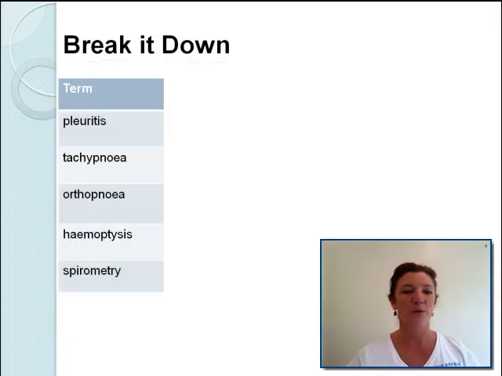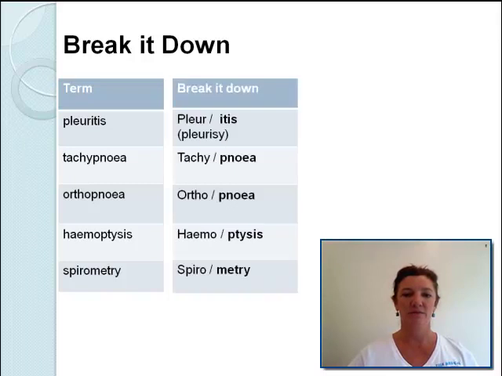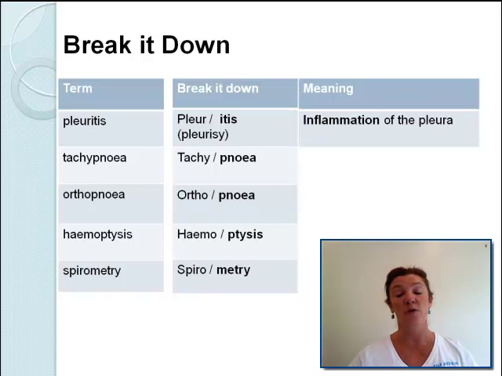Let's look at some more. Here are our terms: pleuritis, tachypnea, orthopnea, hemoptysis, spirometry. Where do you think the breaks may go? So looking at the first one, pleuritis. Well, itis means inflammation of, so it would be inflammation of the pleura, which is the membrane surrounding the lung.